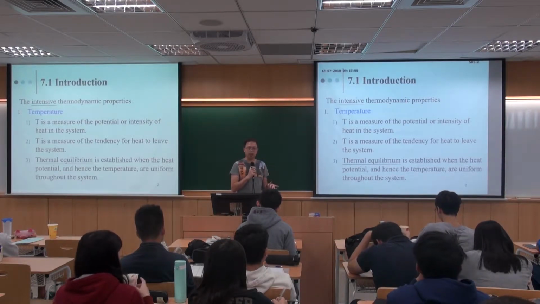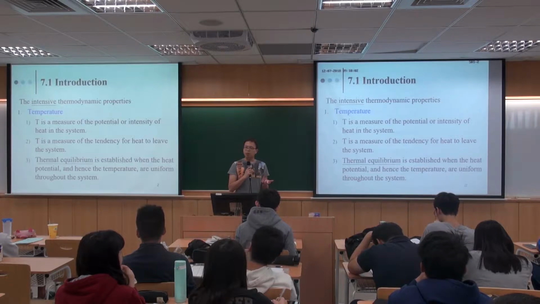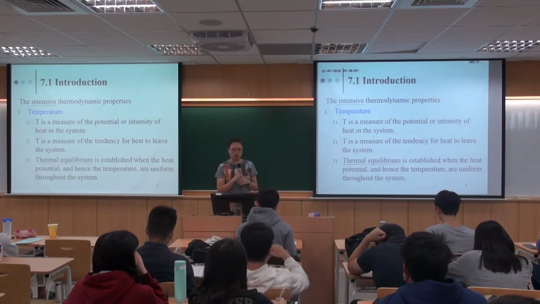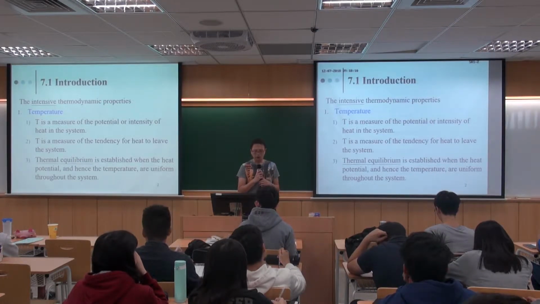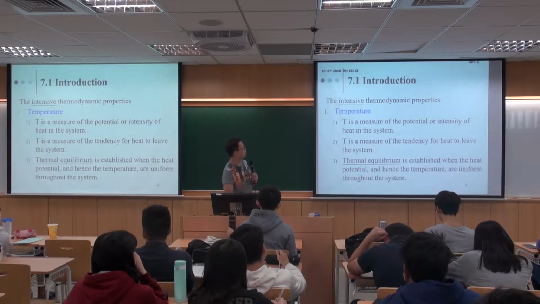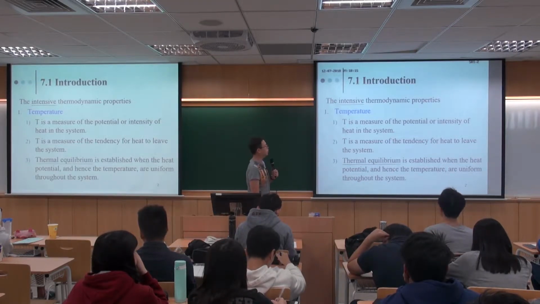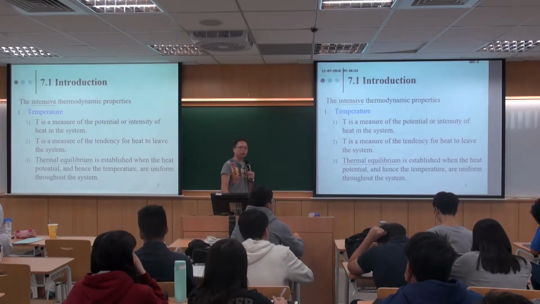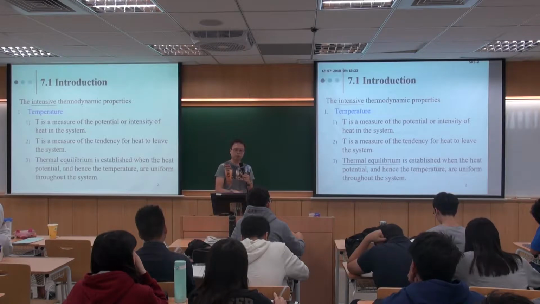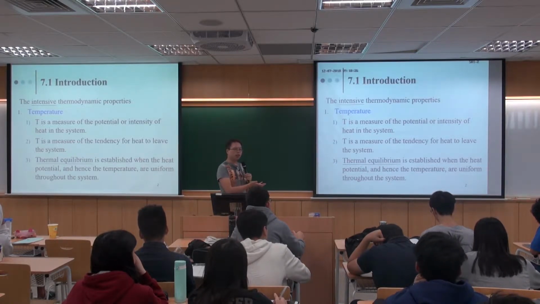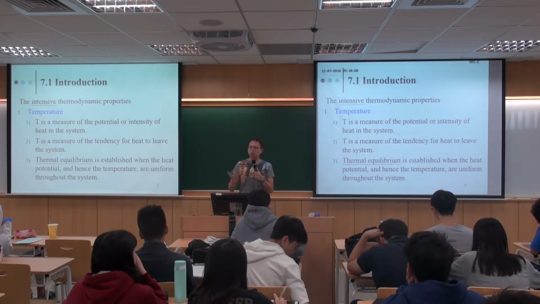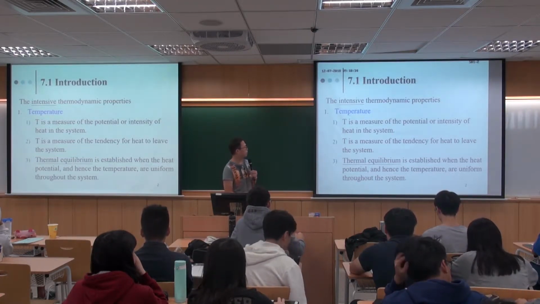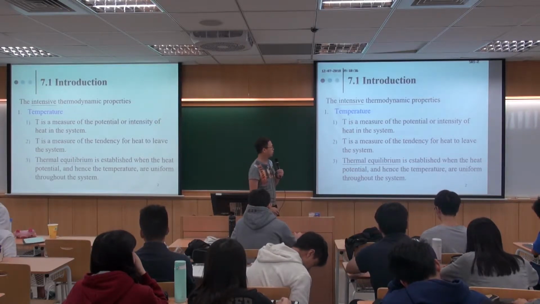Temperature is, again, an intensive thermodynamic property, so it does not depend on the size of your system. So it's a good macroscopic measure. Okay? So temperature is a measure of the potential, or you can say the intensity of heat in the system. And it is also a measure of the tendency for heat to leave the system. So if the temperature is higher for your system, it's more likely that the heat will dissipate from this system to outside, right? So that's our basic understanding of what temperature is.